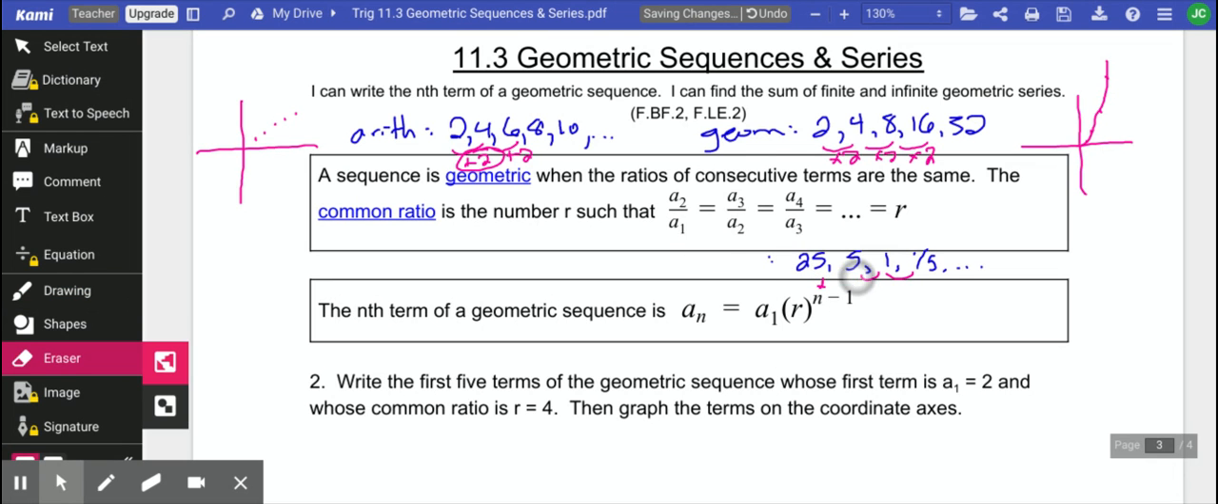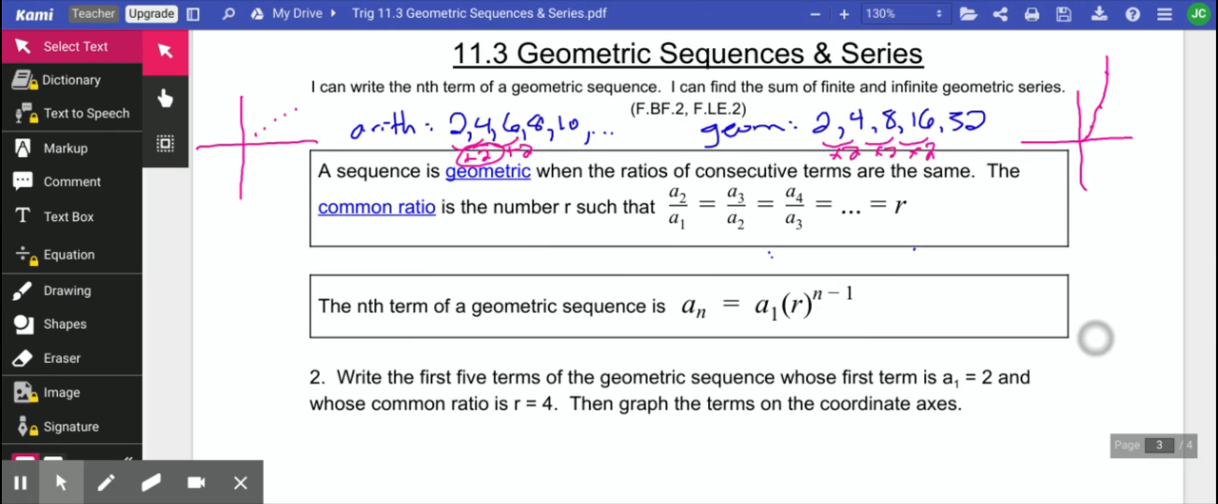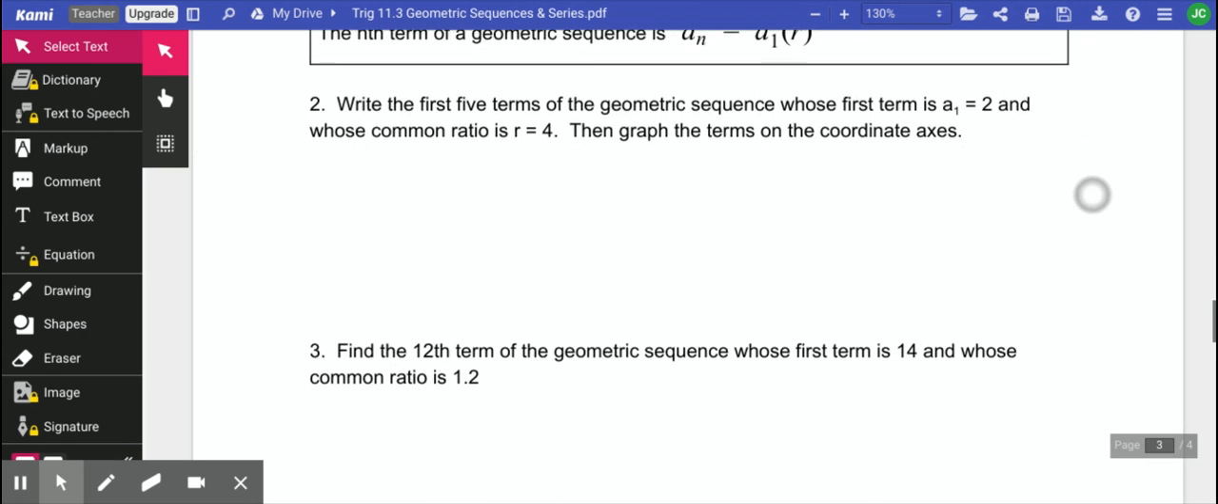Now, just like in arithmetic sequences, we have a formula for finding the nth term of a geometric sequence. That's right here. a_n is a_1, the first term, times r, your common ratio, raised to the n minus 1. And you can see from the formula that this is going to be exponential. It'll be exponential growth if r is greater than 1. It'll be exponential decay if r is between 0 and 1. If r is negative, it does this weird oscillating thing, kind of bouncing back and forth between numbers.